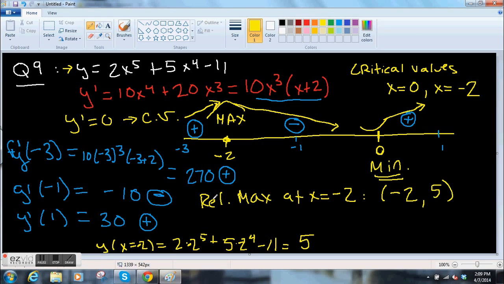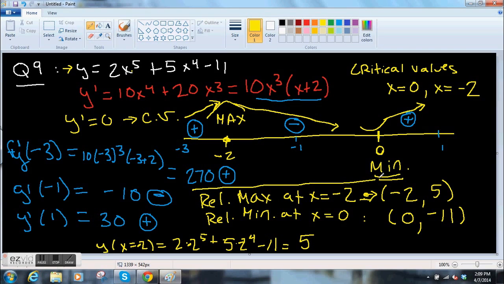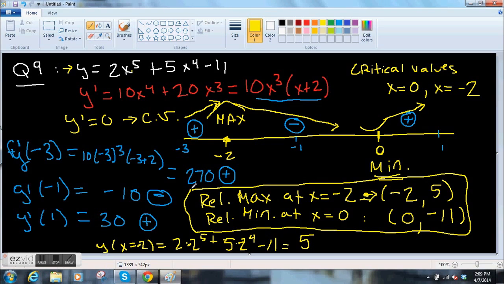So you say there's a relative maximum at x equals negative 2, or that is a relative maximum at the point negative 2, 5. We do the same thing for a relative minimum at x equals 0, which is the point 0. You plug 0 into here, 0, 0, you get negative 11. So when you're finding the points, you always want to use the original function. So you can actually find the point on the graph, not the point on the first derivative.